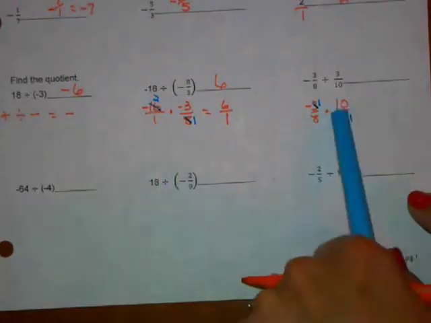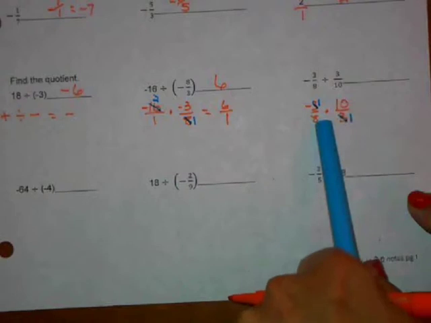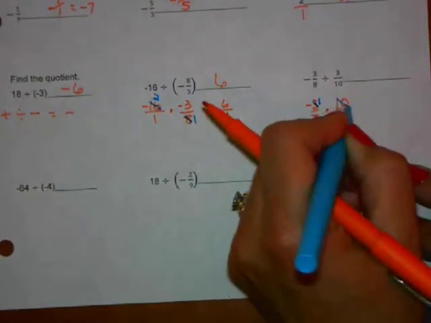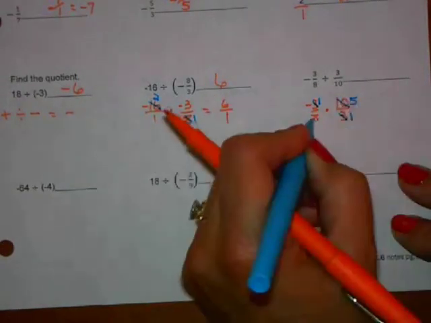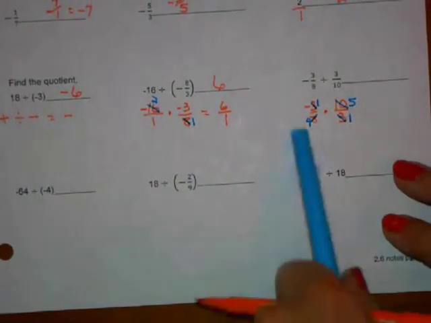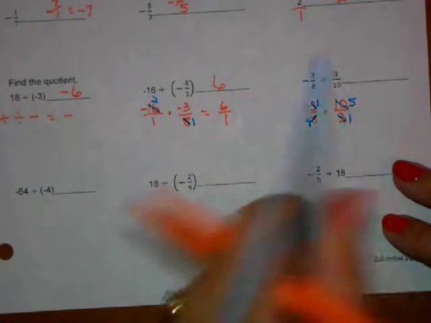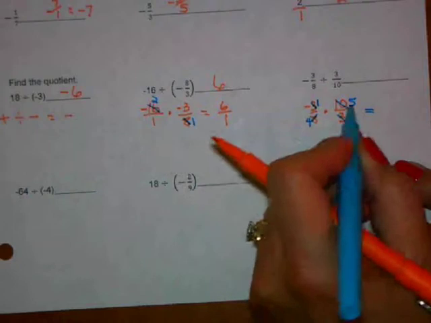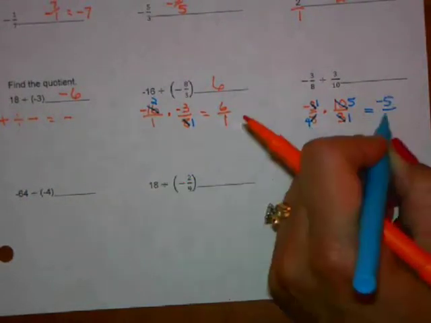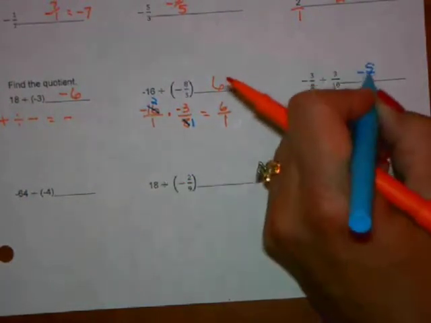I could divide both a 10 and an 8 by 2, can I? What's 10 divided by 2? 5. What's 8 divided by 2? 4. Now I can multiply straight across. What's negative 1 times 5? Negative 5. 4 times 1 is 4. Negative 5 over 4.